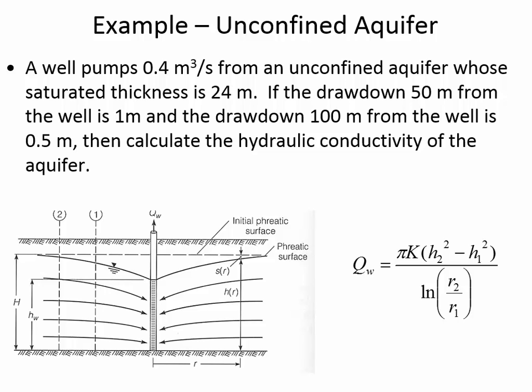So we have the original well flow equation. We can rearrange that in terms of K. It would be Qw times the natural log of R2 divided by R1, divided by pi times H2 squared minus H1 squared. Okay, so that is 0.4 cubic meters per second, ln of 100 meters divided by 50 meters, divided by pi times 23.5 meters squared minus 23 meters squared. When we put all that in the calculator, it turns out that the K value is 3.8 times 10 to the minus 3 meters per second.